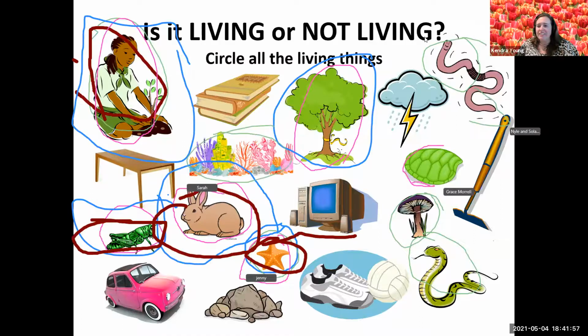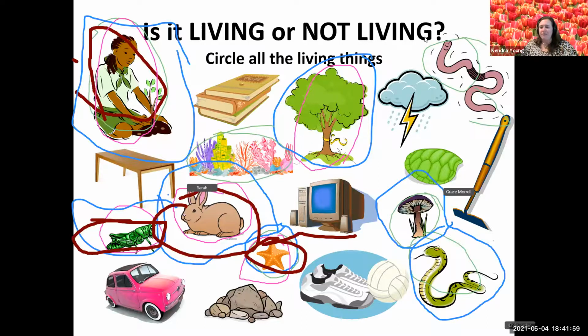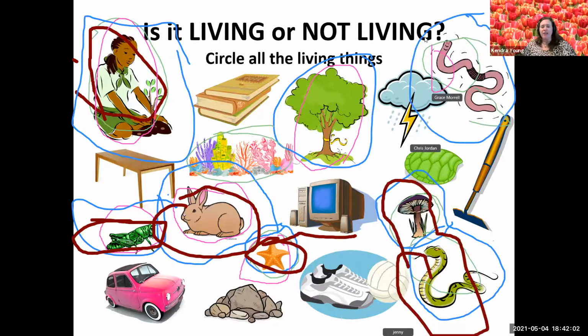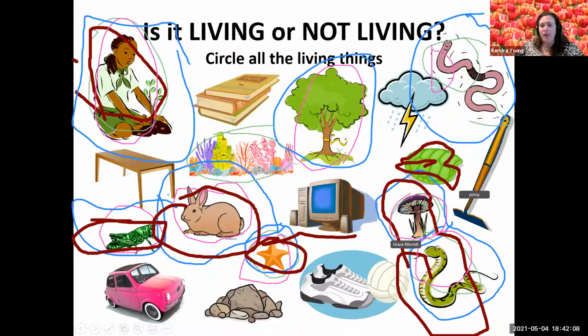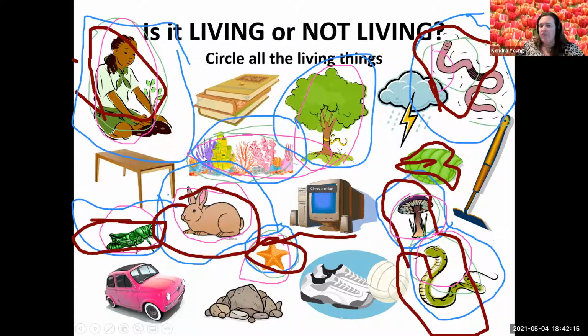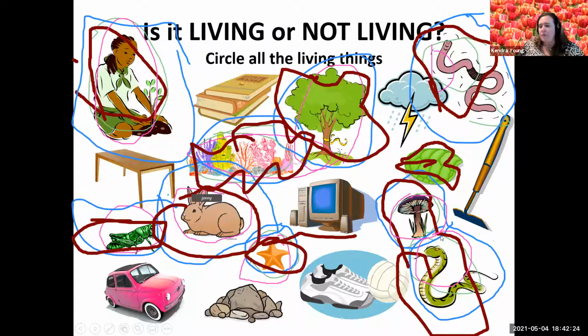All right. You think you've got everything? Oh, I'm so glad. Finally, somebody circled the plants that are underwater, like the coral. Okay, so everybody got that right. We've got the girl, we've got the plant, we have insects, we have coral, we have our tree, we have our rabbit, the grasshopper, and the mushroom, which is a fungi, it's a fungus, and we have our snake.